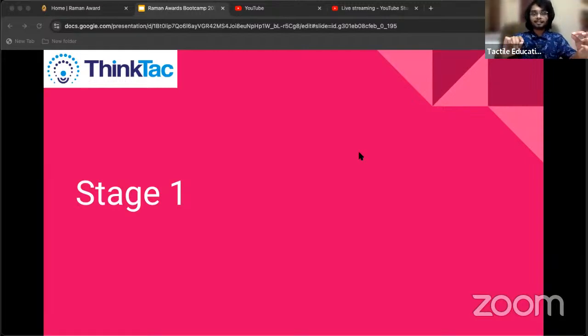And stage 1, you complete all of the assignments that are required for stage 1. Then you move on to stage 2. In stage 2, you'll have to present a model of your own. You can take inspiration from, let's say, YouTube or the internet, but you'll have to give credit to whoever you've taken the idea from. And you'll have to present that particular model.